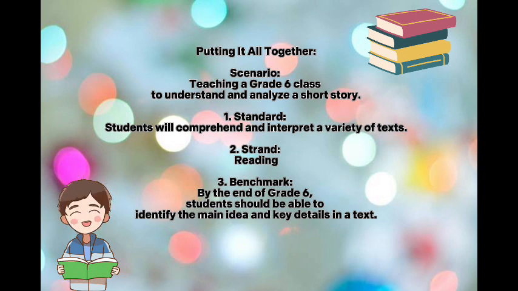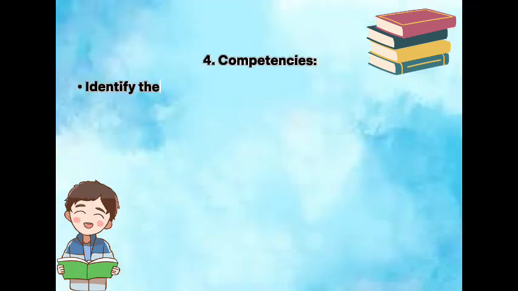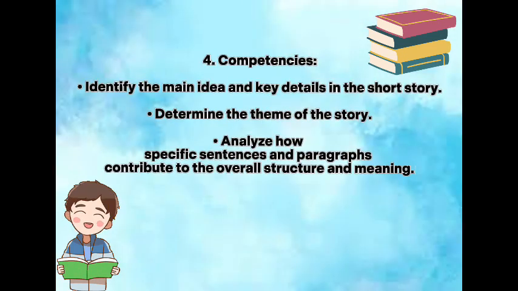By the end of grade 6, students should be able to identify the main idea and key details in a text. 4. Competencies: identify the main idea and key details in the short story. Determine the theme of the story. Analyze how specific sentences and paragraphs contribute to the overall structure and meaning.